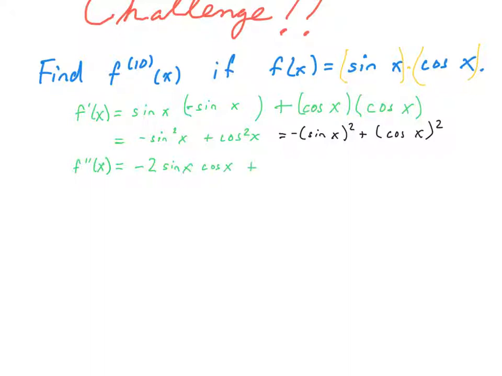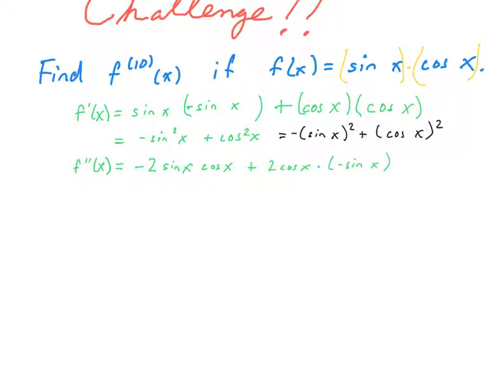Okay, and then for the second term, we've got again a squared function for our outer function, so that would give us 2 times cosine x. And then we've got to multiply that by the derivative of the inner function, and the derivative of cosine x, as we said a bit ago, is negative sine x.